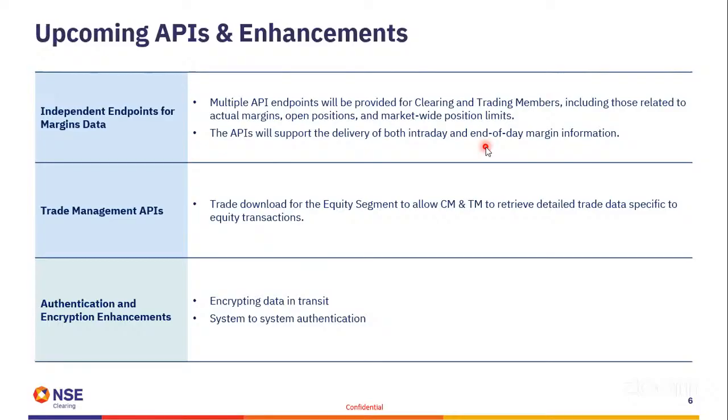The second part is on the trade management API. The trade management API that Hemant talked about was for the FNO segment, which is the equity derivative segment. We are also introducing trade management APIs for the cash market segment or the CM segment. So the clearing members and the trading members will be able to retrieve trade specific data using these APIs. I think this was one of the asks earlier from the member community in terms of the trade download part, which we are trying to fulfill.